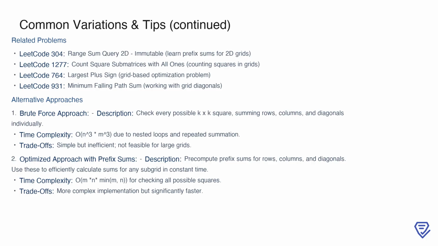In terms of approaches, the brute force method involves checking every possible kxk square, summing rows, columns, and diagonals individually. While this approach is simple to implement, its n cubed * m cubed complexity makes it impractical for larger grids. A much better alternative is the optimized approach with prefix sums. By pre-computing sums for rows, columns, and diagonals, you can calculate the sum of any subgrid in constant time. This reduces the overall time complexity to m * n * min(m, n), making it far more efficient for larger grids. However, this approach does require more complex implementation details, so it's important to practice it thoroughly.